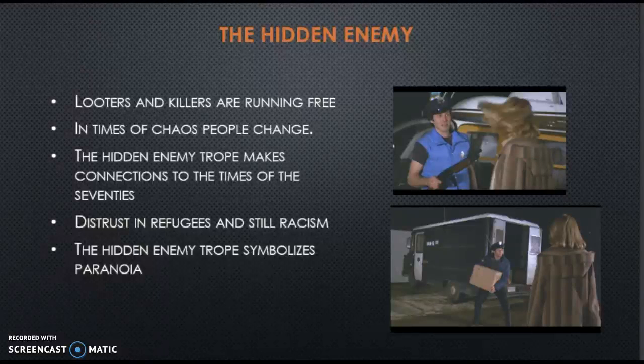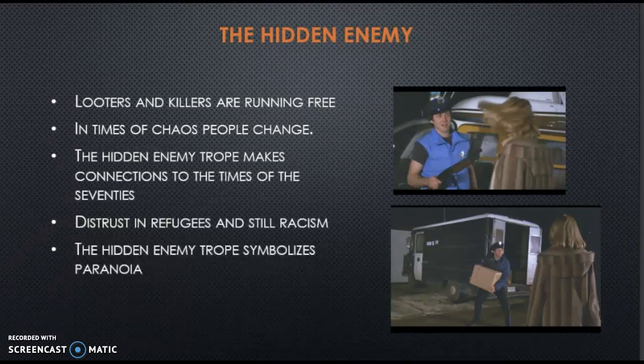In times of chaos, people change. And when civility is lost, people revert to their visceral urges. There's no one to tell them no anymore. The police and army are too busy trying to survive themselves. Everything is in chaos and evil is taking advantage.